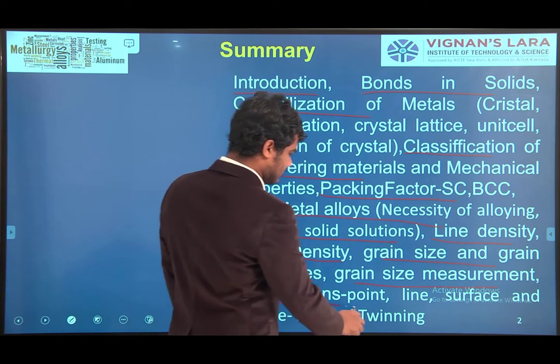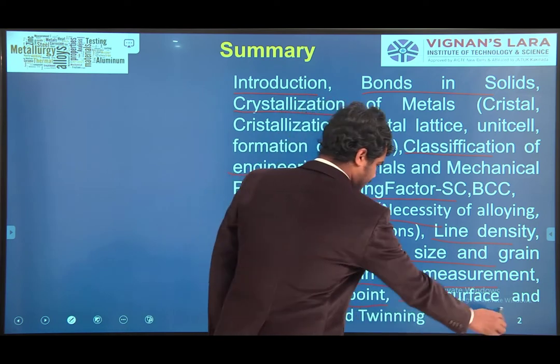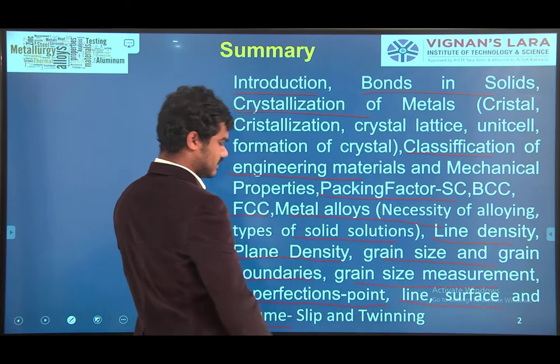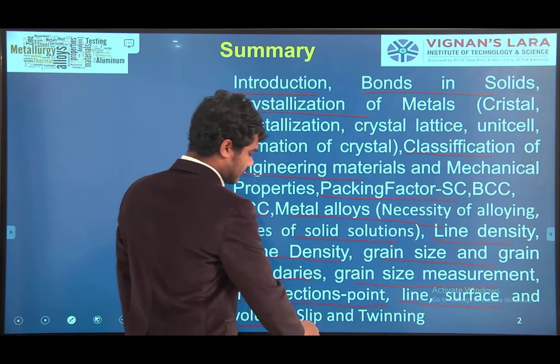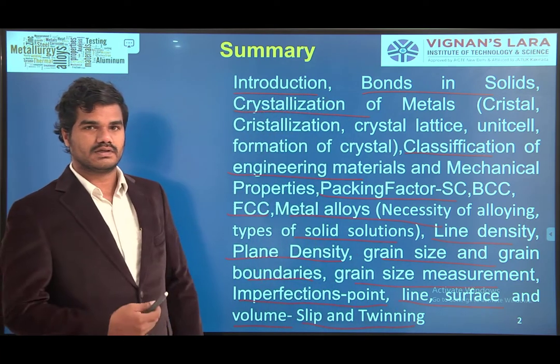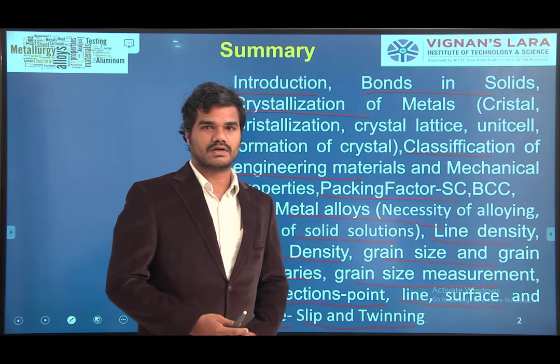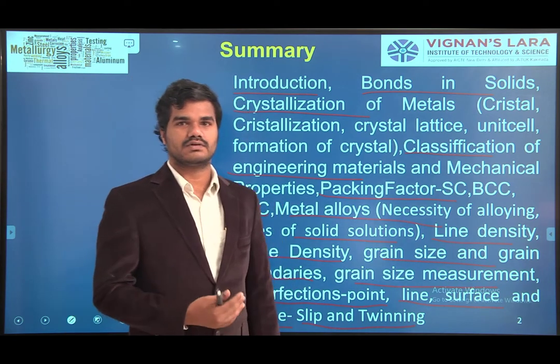In the last presentation, imperfections: point defect, line defect, surface defect and volume defect, and slip and twinning. So these are the topics we have covered so far. This knowledge is very helpful to understand this presentation. Okay, fine. Let us get into today's topic.